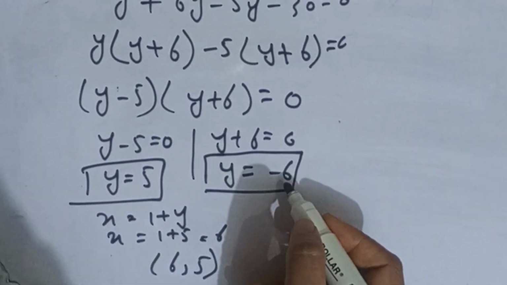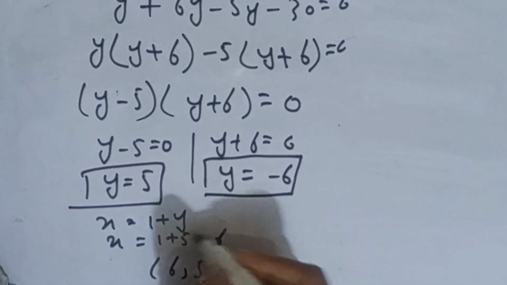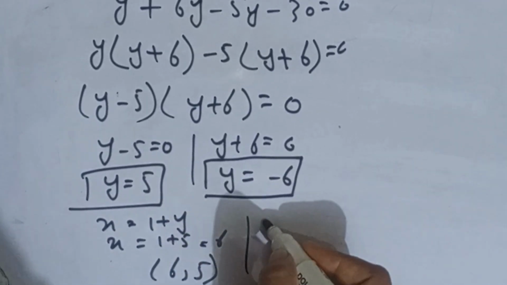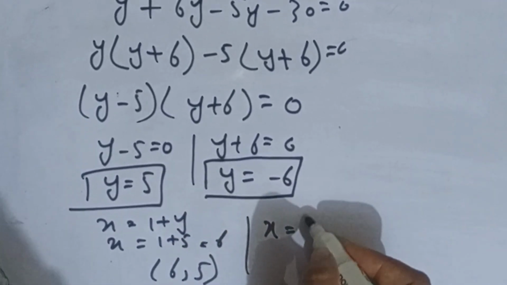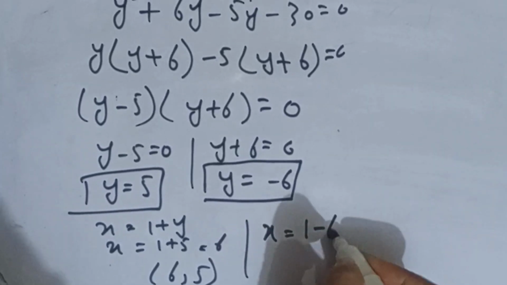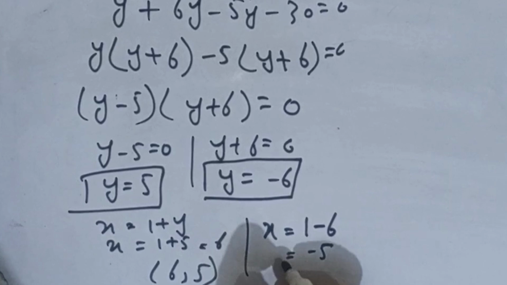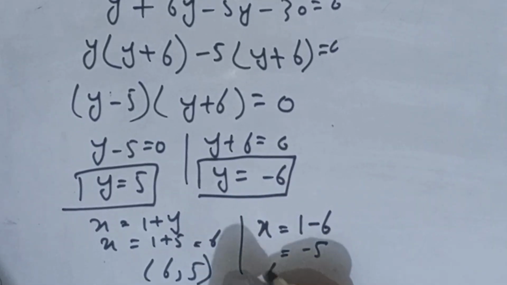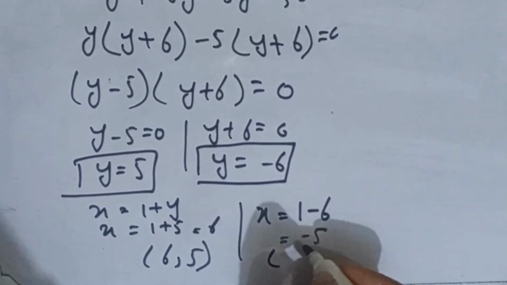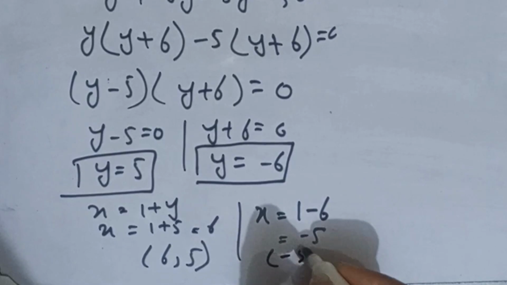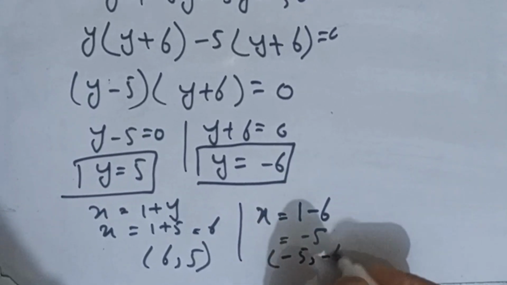Now if y is minus 6, then x is equal to 1 minus 6, which is equal to minus 5. So this implies if y is minus 6, then x is minus 5. And we write this as (minus 5, minus 6).